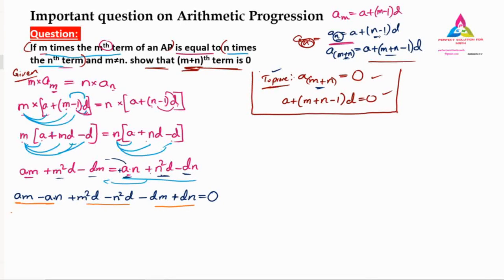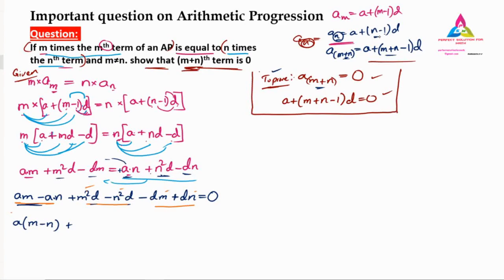Okay, d is common. Here also d is common, but here we have it in terms of squares, and here in terms of ones. So we will group that. What is common in these two? Common is a. What is left? m minus n.